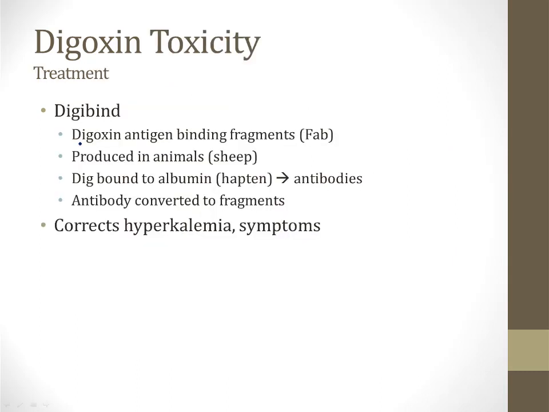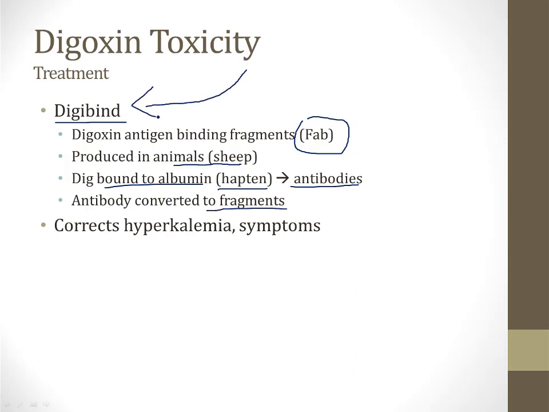The treatment for digoxin toxicity is Digibind. It's the antigen-binding fragment, or the FAB fragment, of an anti-digoxin antibody. It's produced in animals, usually in sheep. The way it's produced is digoxin is bound to albumin, and when it is bound to albumin, it becomes immunogenic. That's called becoming a hapten. This leads to the production of antibodies, and then the antibodies are converted into the FAB fragments, which are used in the Digibind medication. This will correct the hyperkalemia. It will also correct the symptoms of dig toxicity.